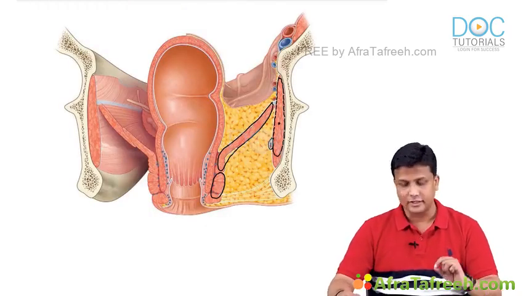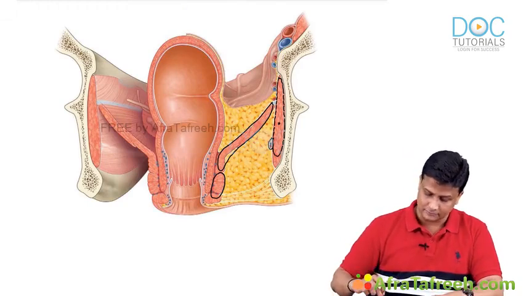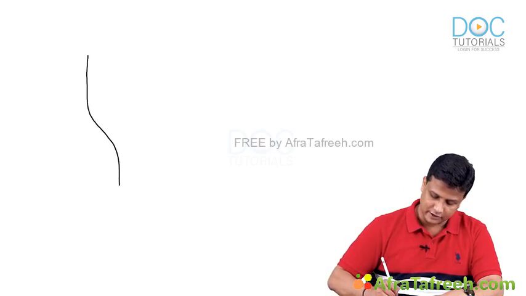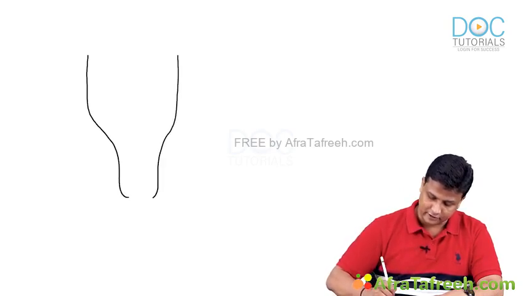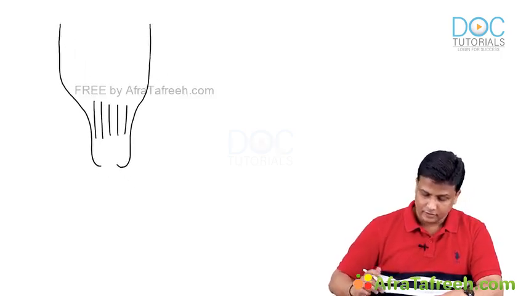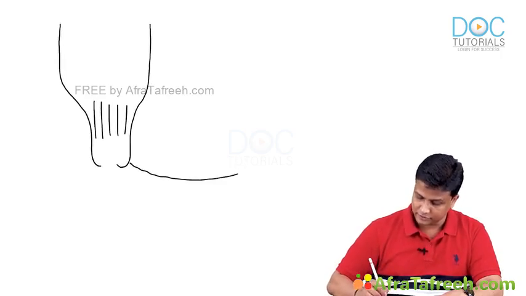Now let us do one thing. Let's go in a little bit more depth right now and try to understand some more points regarding this ischiorectal fossa. And to make you understand that, let's draw the diagram of this one. So imagine this one here to be the rectum and anal canal. Now you just imagine this one to be the skin of the gluteal region over here.